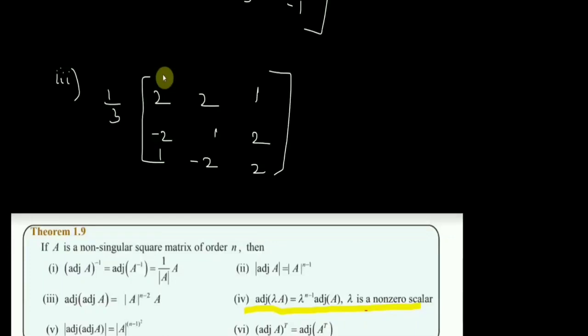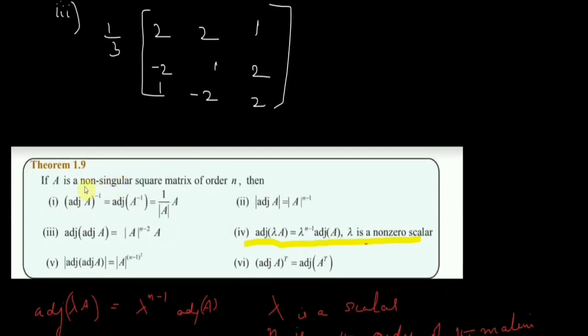Now we'll move on to the third sum. 1 by 3, [2, 2, 1; minus 2, 1, 2; 1, minus 2, 2]. Now you can see there is 1 by 3 outside. 1 by 3 is a scalar. That means this matrix is multiplied by a scalar 1 by 3. So when it is multiplied by a scalar, let us use the theorem that you learned.